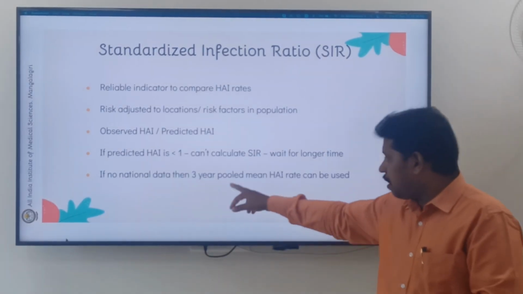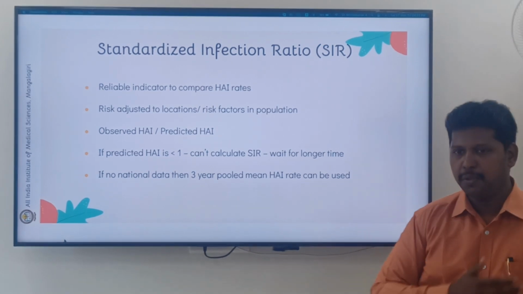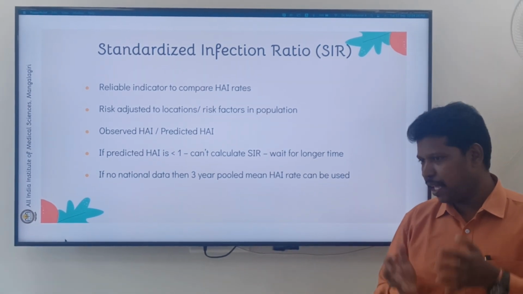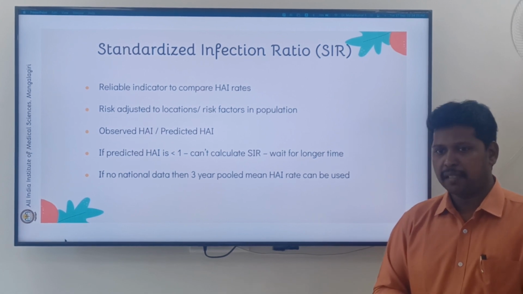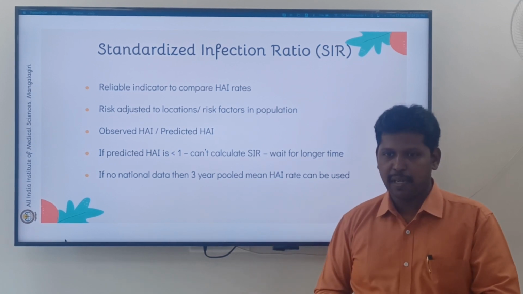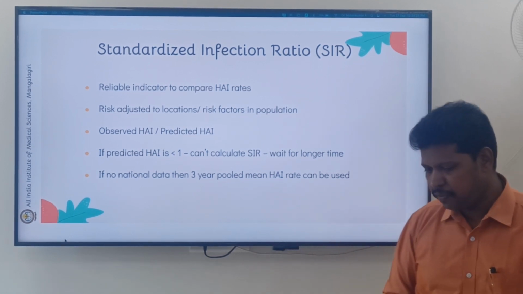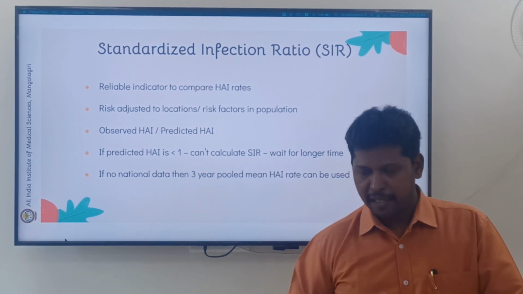If no national data is there, then a 3-year pooled average HAI rate can be used. You do HAI surveillance for 3 years, take the 3-year average data in the institution as the predicted HAI, and then do the calculation for SIR. In this way we can utilize that SSI data in a comparable manner.